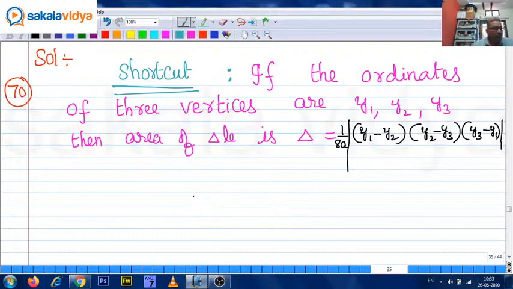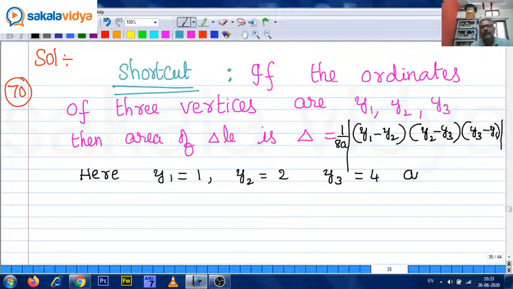So now here y1 equals 1, y2 equals 2, y3 equals 4. What is the equation of the parabola? y square is equal to 4x. That means 4a is equal to 4, a equals 1. Therefore delta is equal to the area of the triangle.